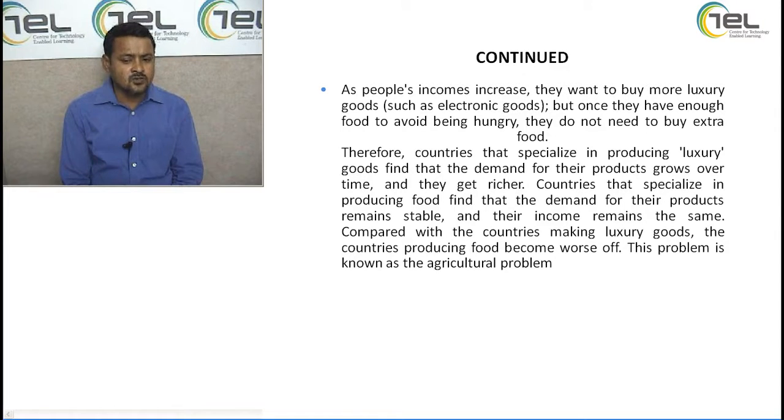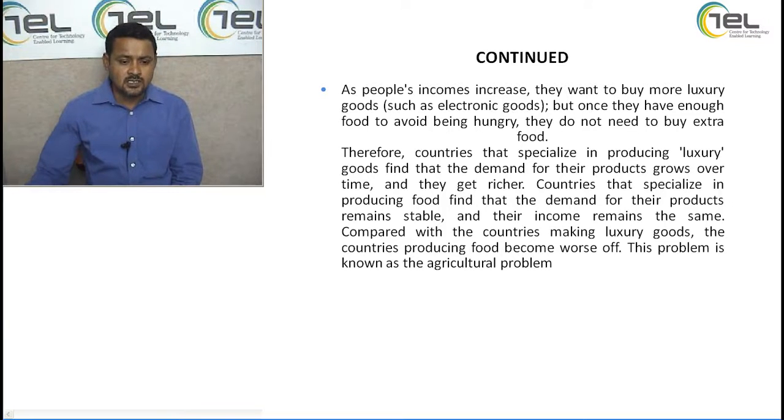Countries that specialize in producing agricultural commodities find that demand for their product remains stable or increases in a smaller manner, so their income remains almost equal. Compared with the countries making luxurious goods, the countries producing food become worse off. This problem is known as the problem of agriculture, because the value of agriculture doesn't rise as much as the income of countries and individuals producing manufactured goods. By producing goods which have more value and worth in the international market and even in the domestic market, these countries are becoming richer and richer.